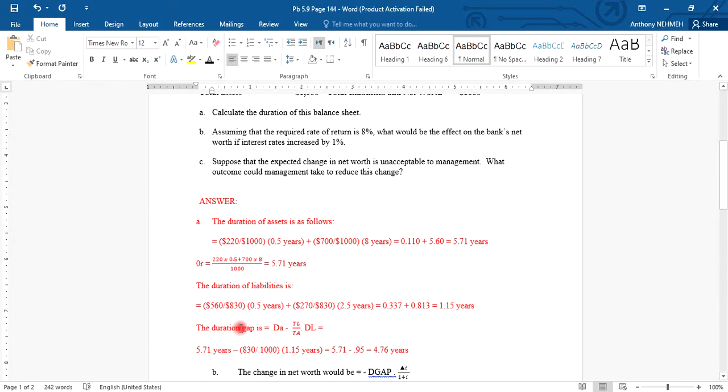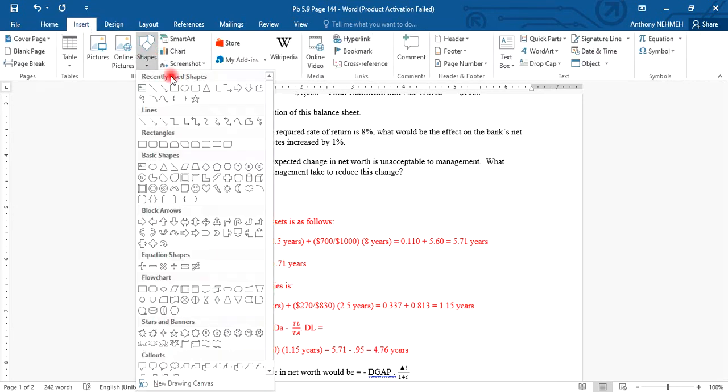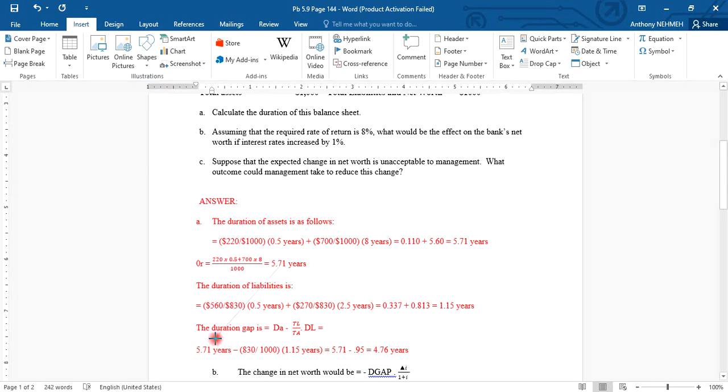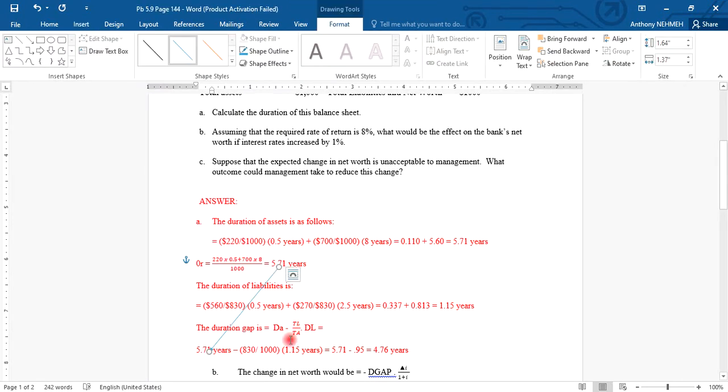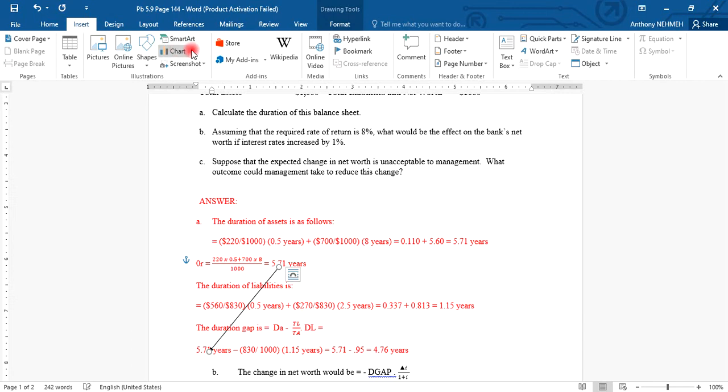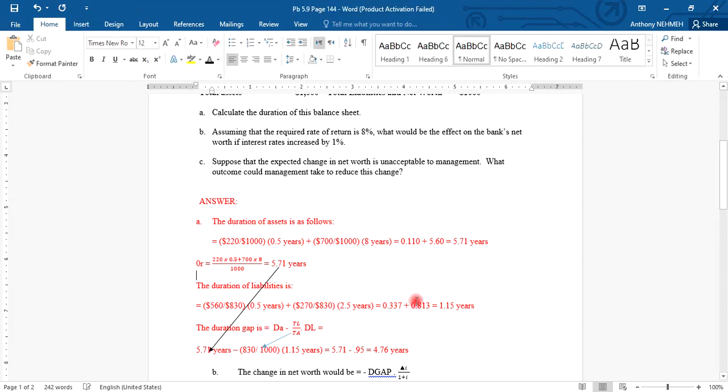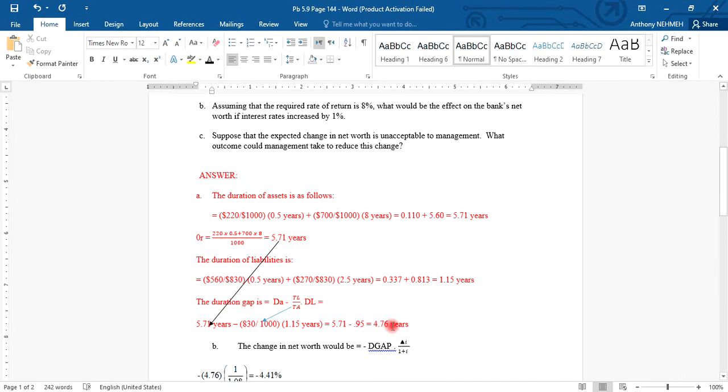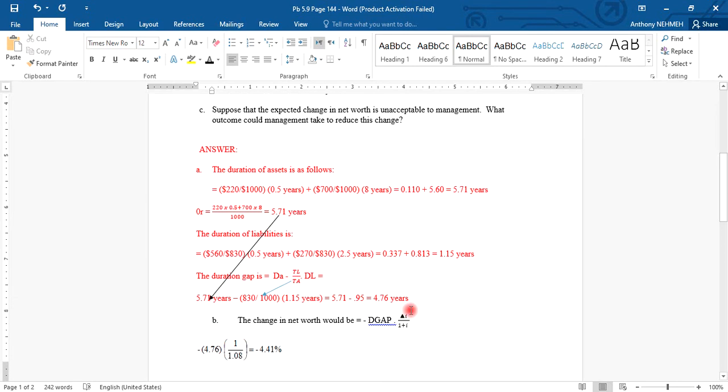Now, in order to calculate the duration gap of the balance sheet, the duration of assets is 5.71, already calculated, minus total liabilities over total assets. Total liabilities 830, total assets 1000, and the duration of liabilities already calculated, it's 1.15. So I will get 4.76 years.